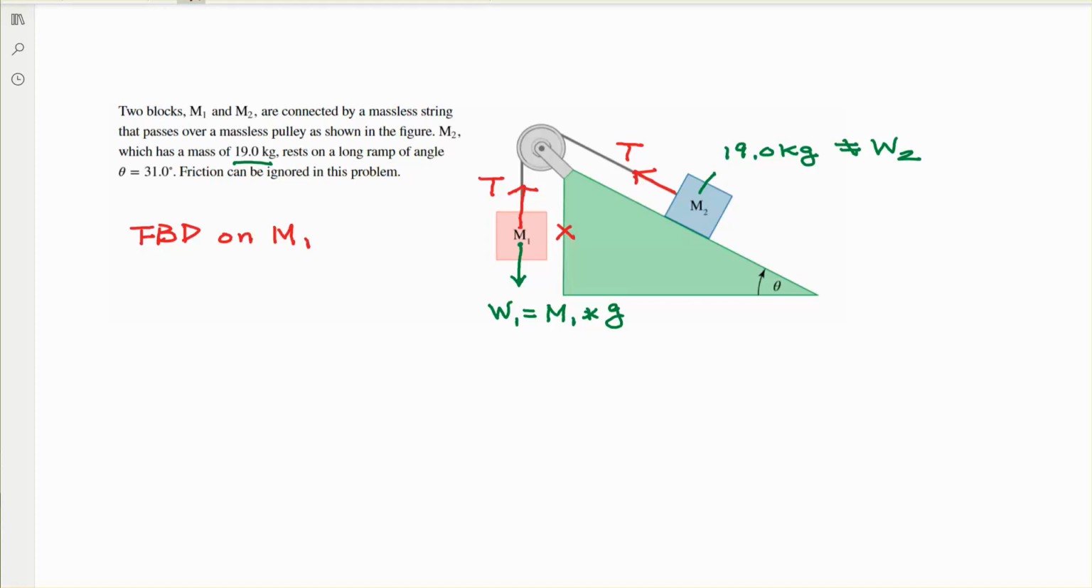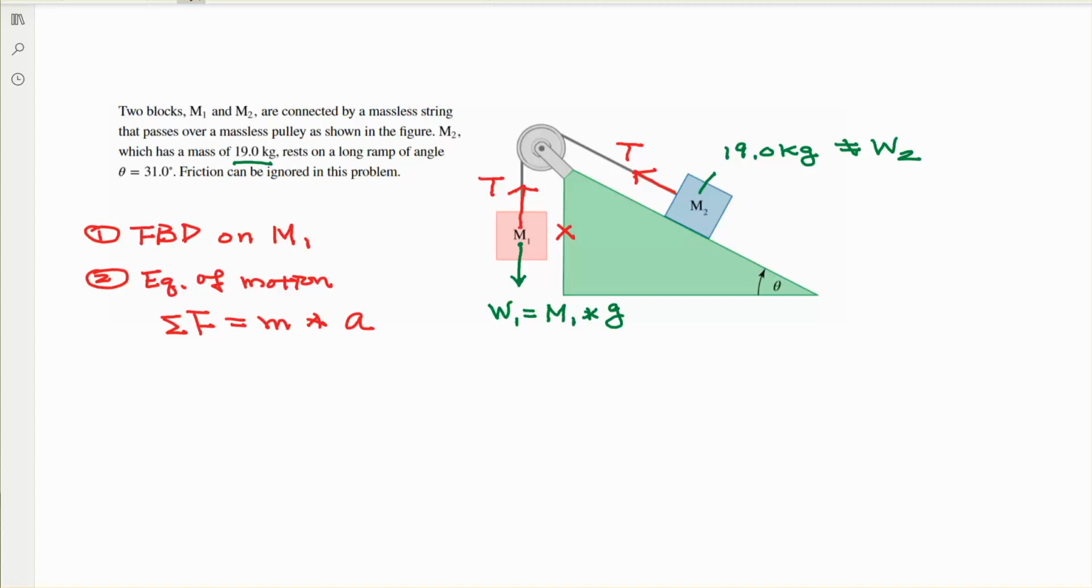If I look at this, the next thing you do, once you have the free body diagram, is you need to write the equation of motion. And what is the equation of motion? That is the net force equal to mass times acceleration.